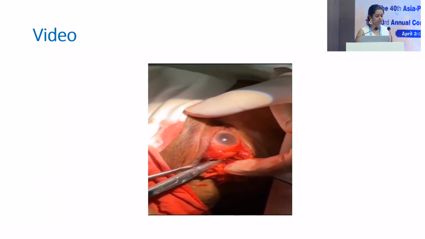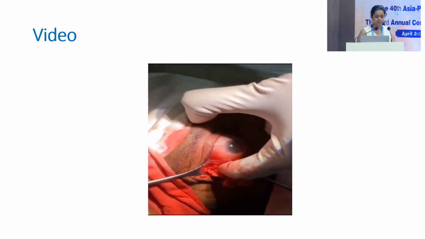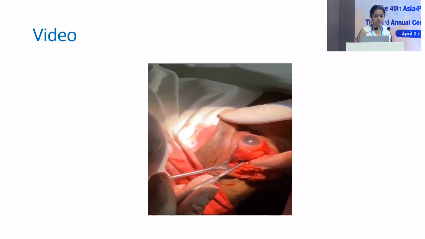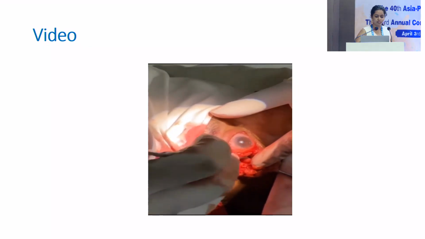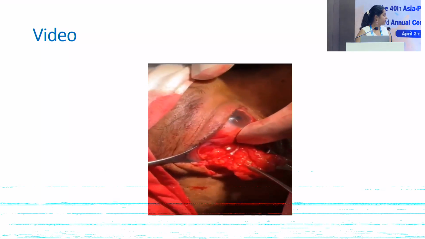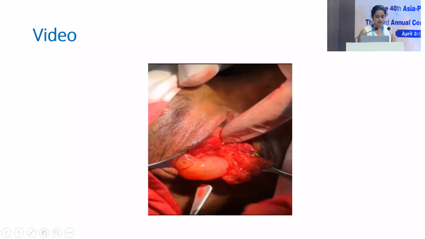A transconjunctival approach was made, and Tenon's was dissected inferiorly. The inferior rectus and inferior oblique muscles were identified, and between the orbital rim and the inferior rectus and inferior oblique muscles, the tumor was identified, and through blunt dissection, the tumor was excised.